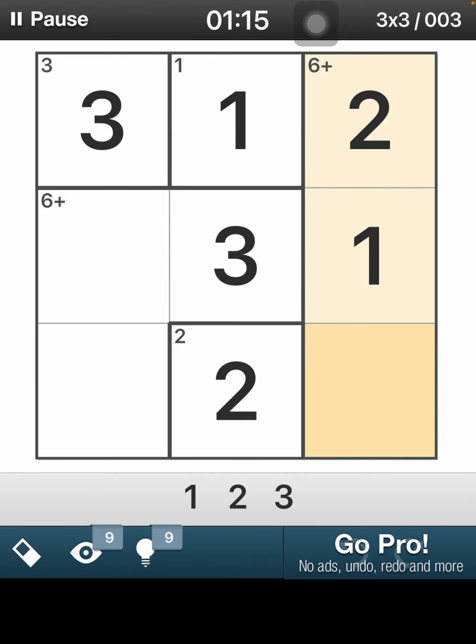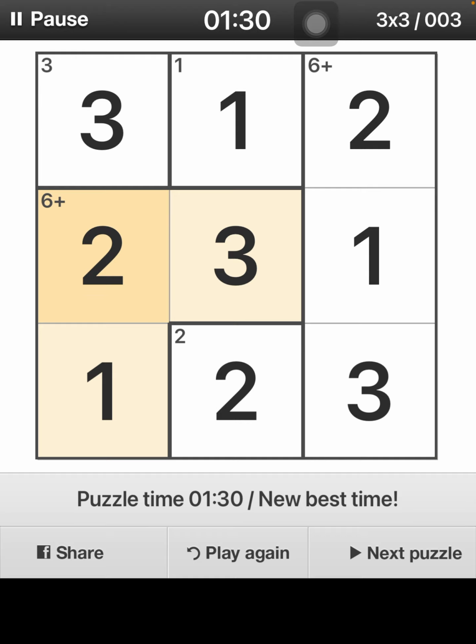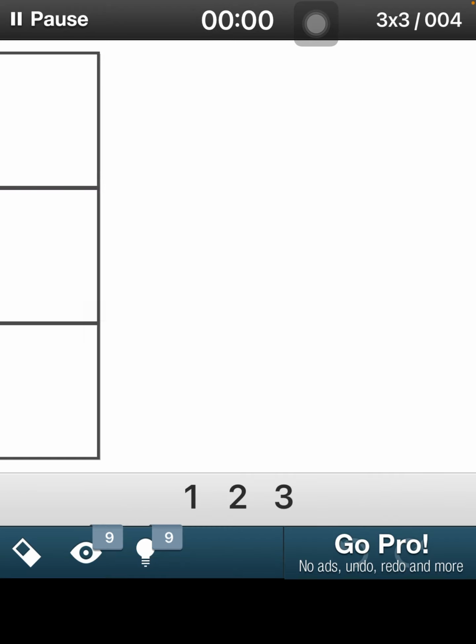So this one, because in this row there's a 1 and a 2, it has to be a 3. This is a 1. And this is a 2. Okay. Let's go on to the next puzzle.